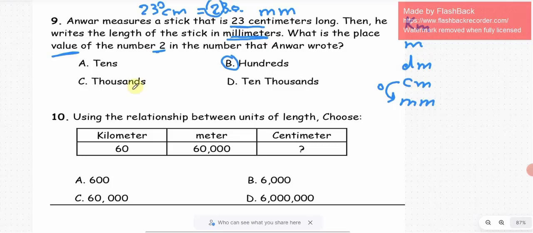Using the relation between units of length, choose kilometer. If we have 60 kilometer, I want to change it to meter, will be 60,000. And I want to change this meters into centimeters. From meter to centimeter, we put 2 zeros. When we put 2 zeros beside this number, it's gonna be 6 million.